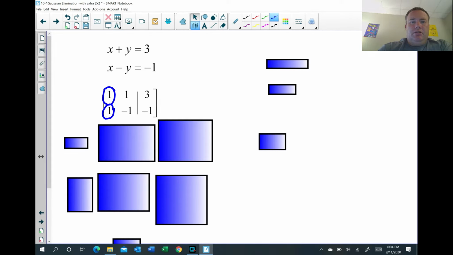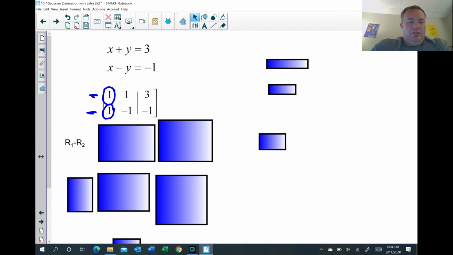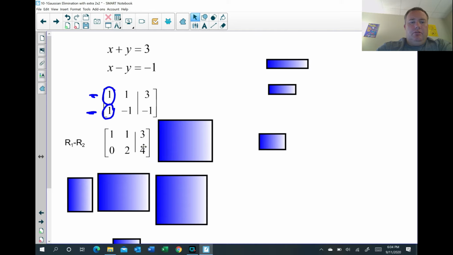To do that, we're going to take row 1, this one right here, and subtract row 2 from it, or it's like multiplying by negative 1. So we're going to show that. Off to the side, you're going to write R1 minus R2. That means row 1 minus row 2. Now, here's the answer to that. Let me explain why.